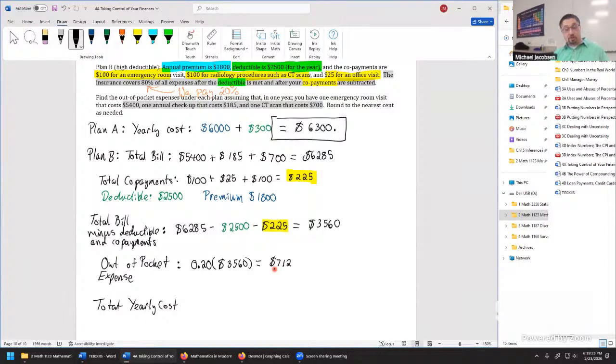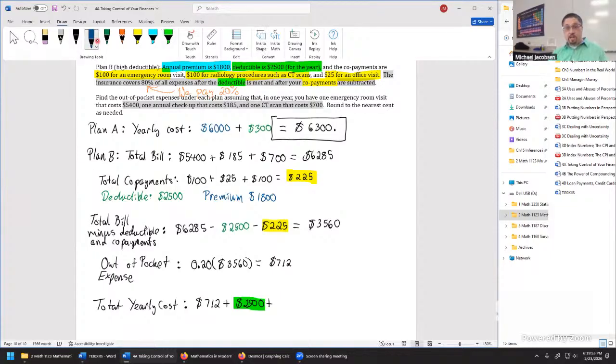For plan A, that was the total yearly cost, $6,300. For plan B, we're finally getting a total yearly cost of: out-of-pocket expense, $712. Then what came next? You had to pay the deductible because our first bill was already beyond the deductible, but we stopped right at the 2,500 at least. We just had to pay that extra 20%. So 2,500 here.